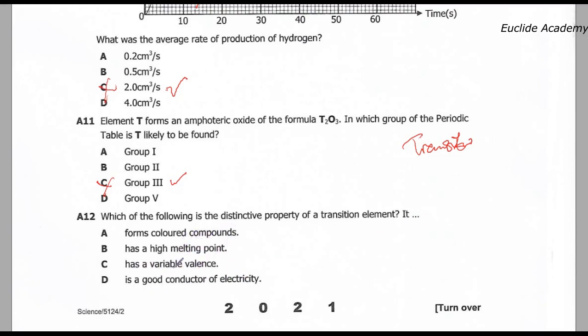I would go, it has a variable valency. This is one distinctive property that varies. That's when you have metals like iron 2, iron 3, aluminium 1, 2, 3, so such compounds. So these are transition elements, and hopefully they exist. Anyway, so that is it. So has a variable valency.